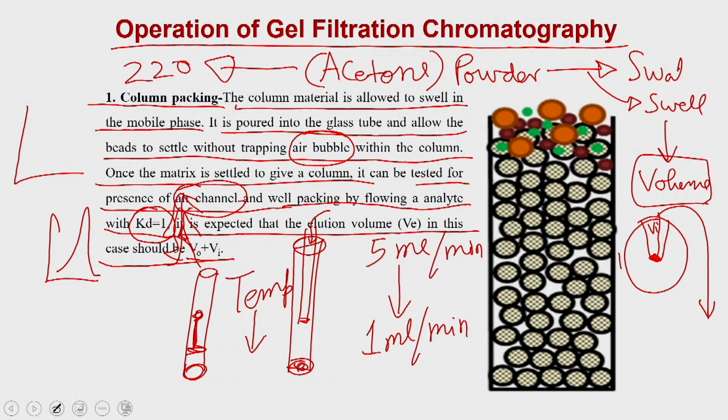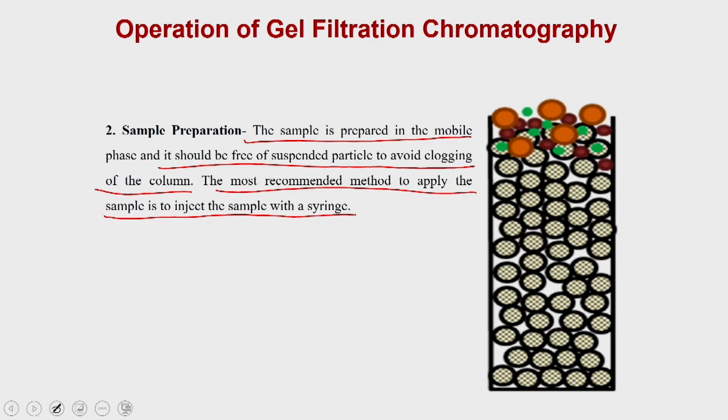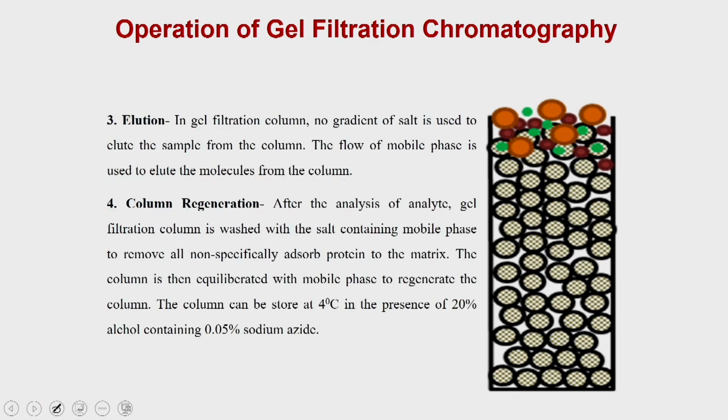Now, once the packing is over, you can load the column and prepare the sample in your mobile phase. Whatever the condition of your mobile phase, you have to ensure that it is free of suspended particles, so that the column is not clogged. The most recommended method to apply the sample is to inject it with a syringe. Now, once you are done, you can do the elution.